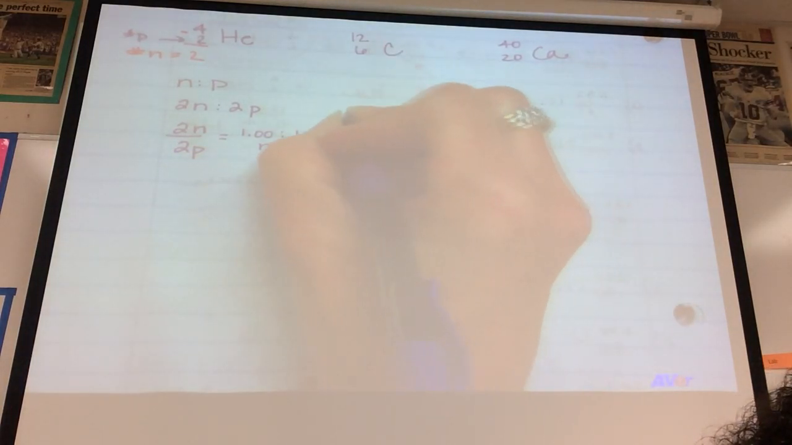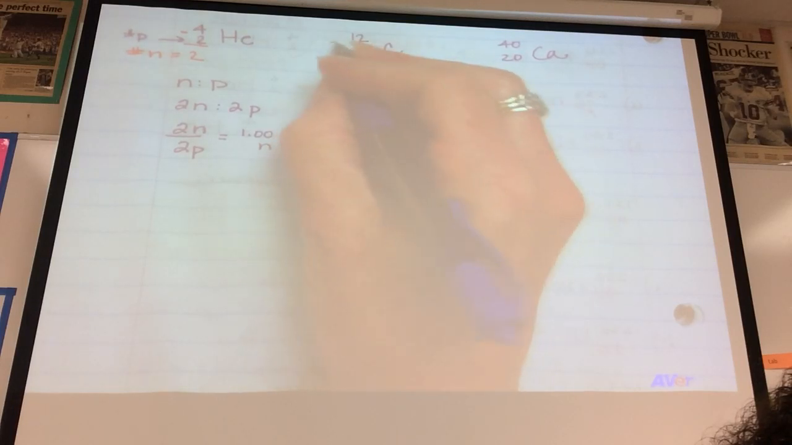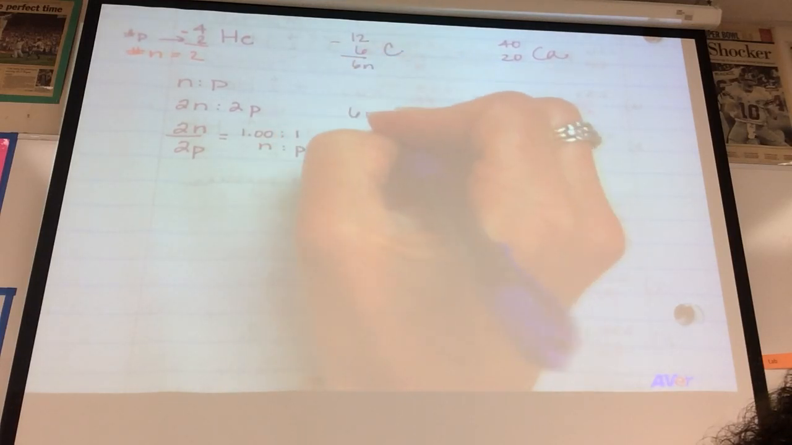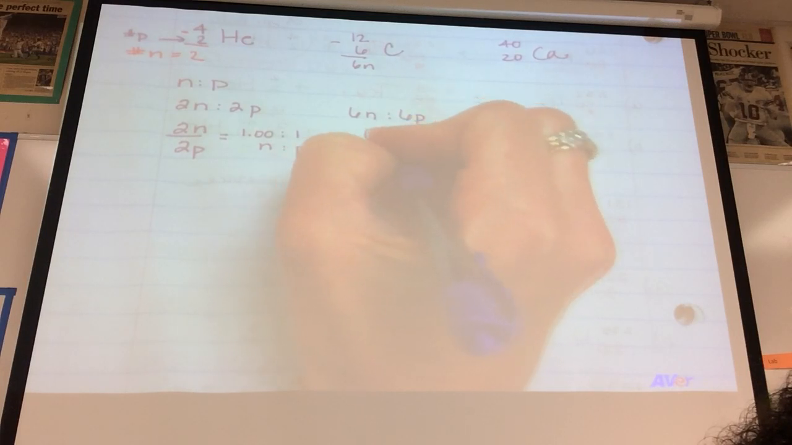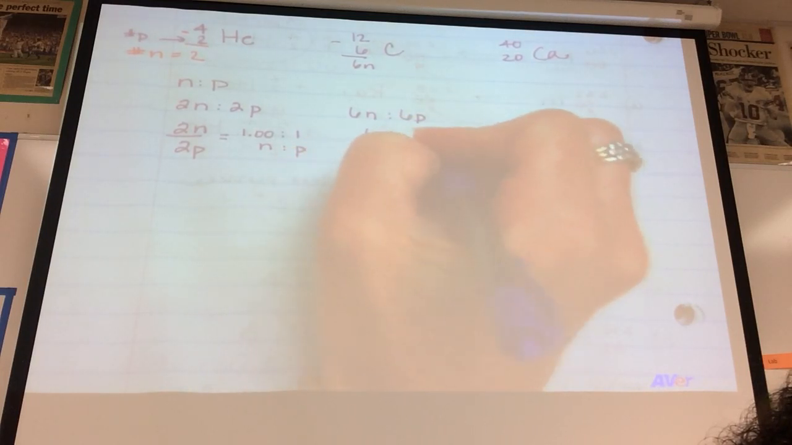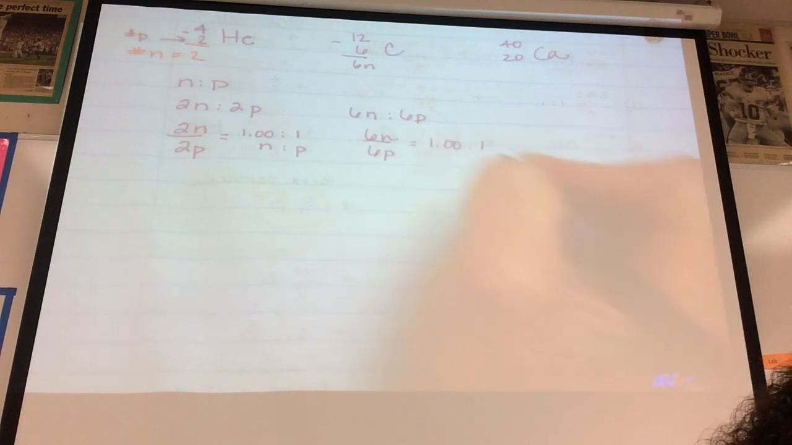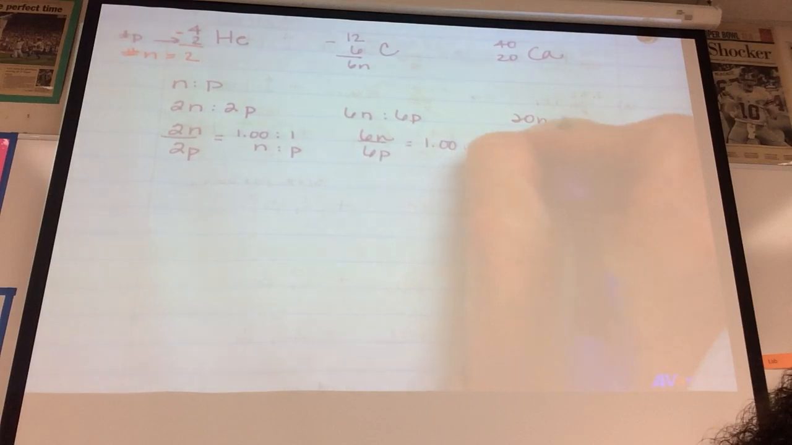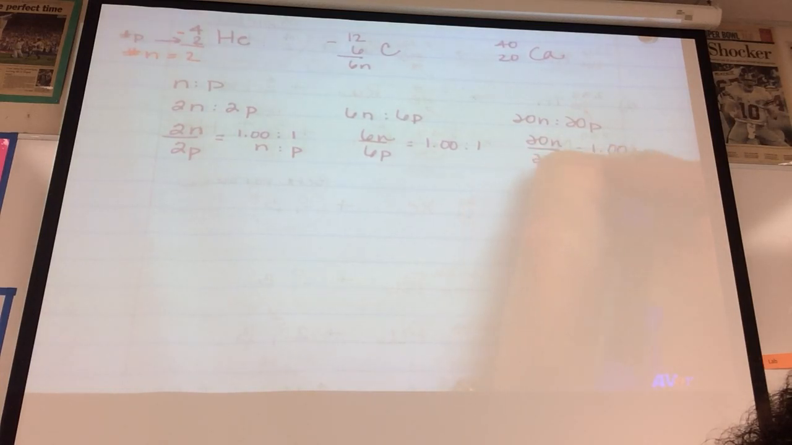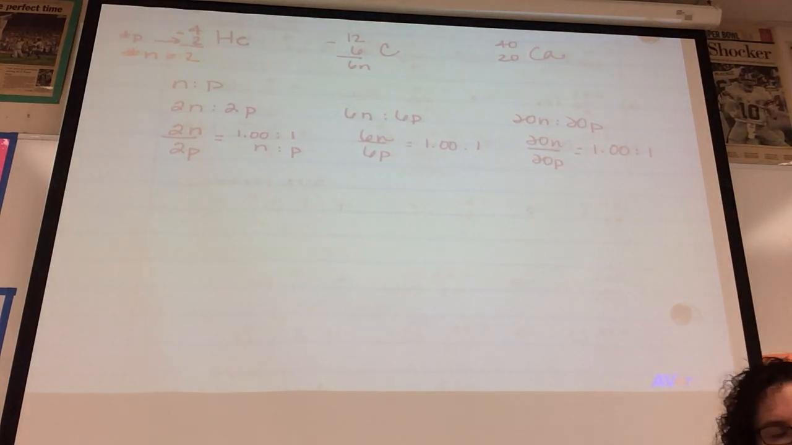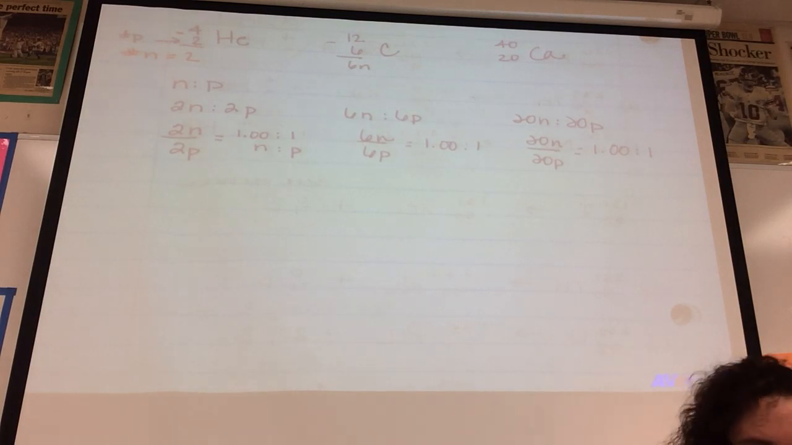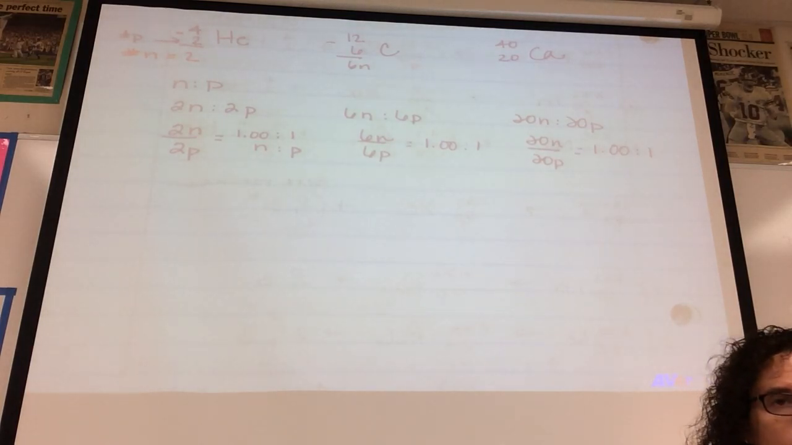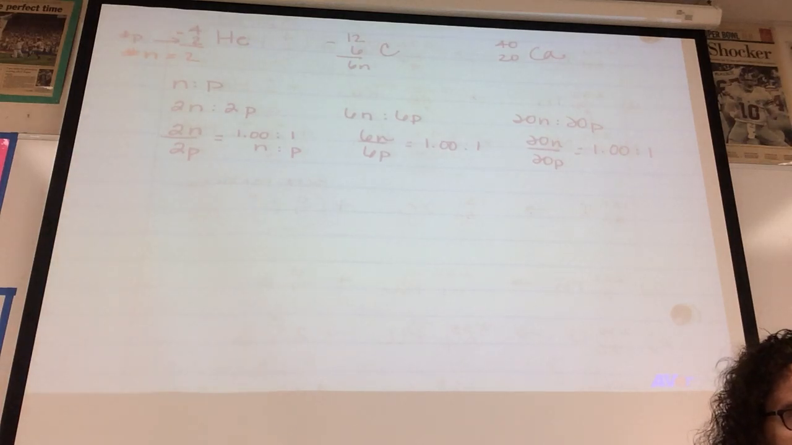Similarly here, we have 6 neutrons when we subtract, 6 protons. 6 neutrons over 6 protons is also a 1 to 1 ratio. If we subtract, we get 20 neutrons to 20 protons, neutrons over protons, and that too is a 1 to 1 ratio. Elements with atomic numbers of 20 or less typically have about a 1 to 1 ratio. That confers nuclear stability.